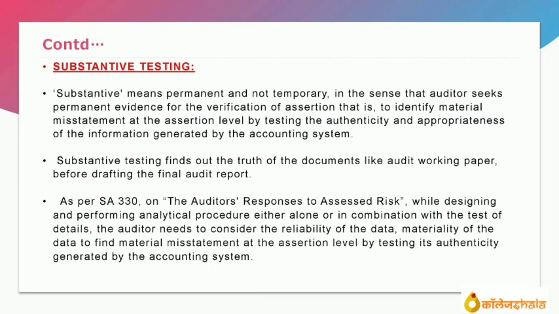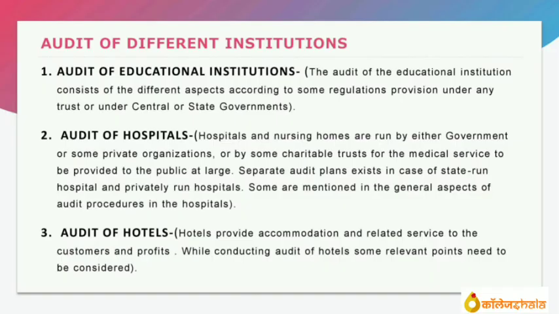Okay? Last but not the least, the PPT number 17, it's an audit of different institutions. I have not given it here in detail because it will take at least 25 to 30 slides for that. In my notes, it is clearly given. I have made it as student friendly as possible because I have made it very short. I have given whatever is needed there. So you have three types of institutions included in your syllabus. It is audit of educational institutions, audit of hospitals, and audit of hotels.